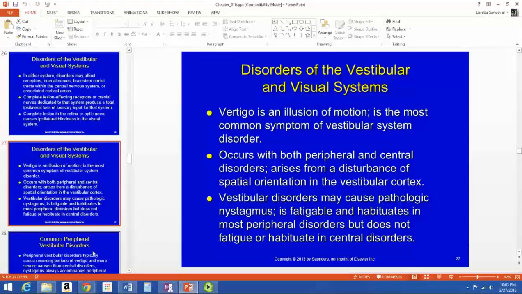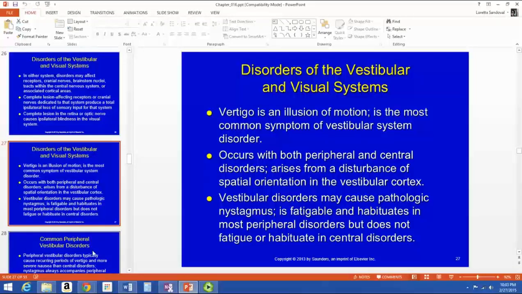So when we talked way back in chapter 4 about habituation, a lot of the treatment for vestibular disorders is to habituate to those movements that are causing you the disturbance. So if you have a peripheral vestibular disorder, habituation will work. If you have a central disorder, habituation will not work.